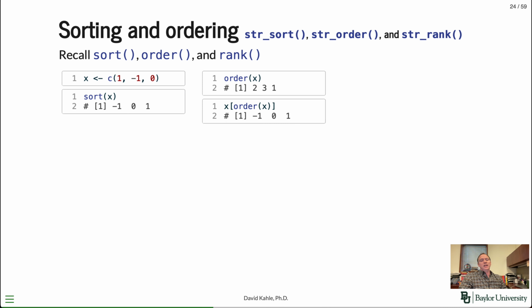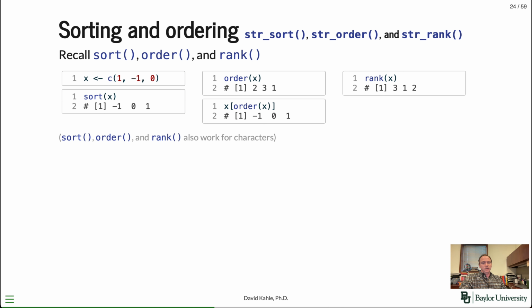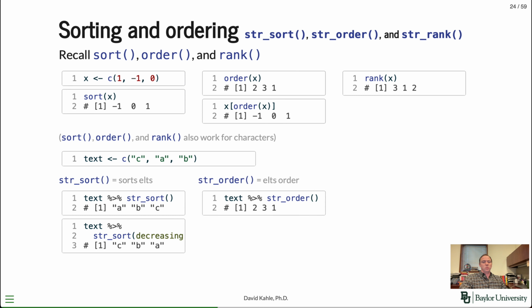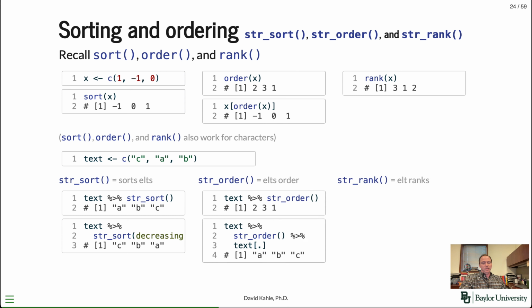So x[order(x)] is the same as the sort command, and rank is going to give you the ranks of those elements. Those functions are base functions. They also work for characters. However, they each have stringr analogs, I should say, for text. So here's the same thing, C, A, B. I can sort it, and that sorts the elements, again alphabetically, smallest to largest, ordinary alphabetical order. I could do it decreasing by saying decreasing is true. I could str_order it like this, and if I subset by that, I would have the thing sorted, and I could str_rank, and it would give me the ranks of those elements.